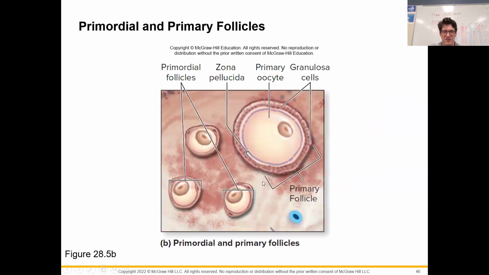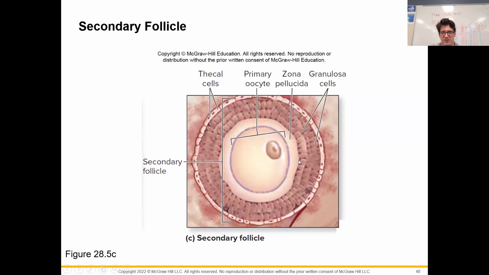So primordial follicles have a single layer of cells around the outside. They're very, very thin. The primary follicles that we have as our next step are going to contain that really small space, which we call the zona pellucida. We have our primary oocyte in the middle. And I said earlier that we get that special layer of cells around the outside. Those are going to be our granulosa cells.